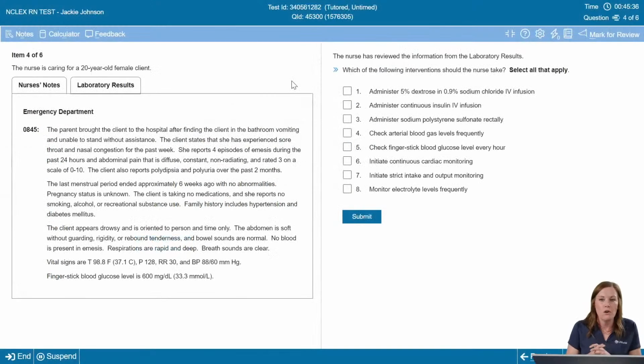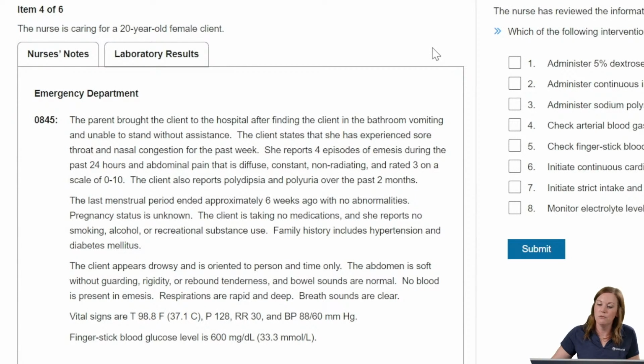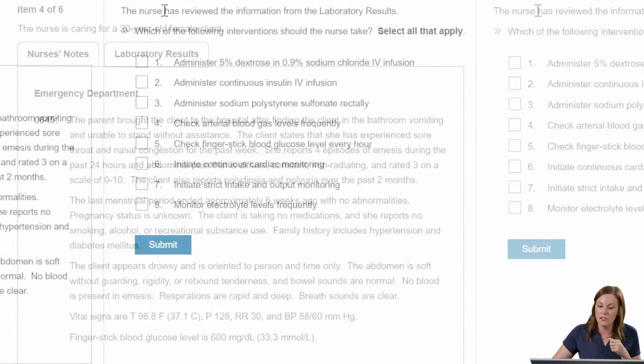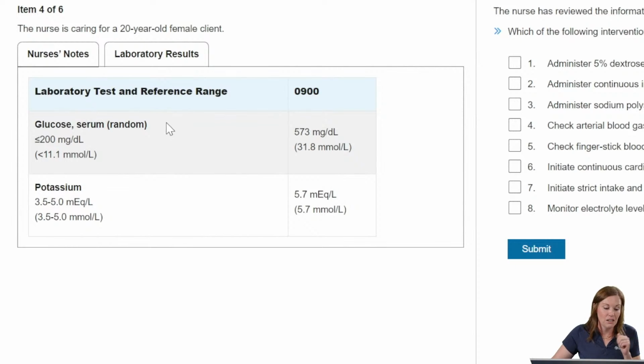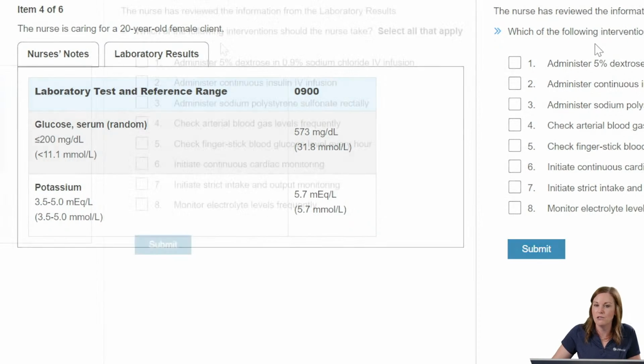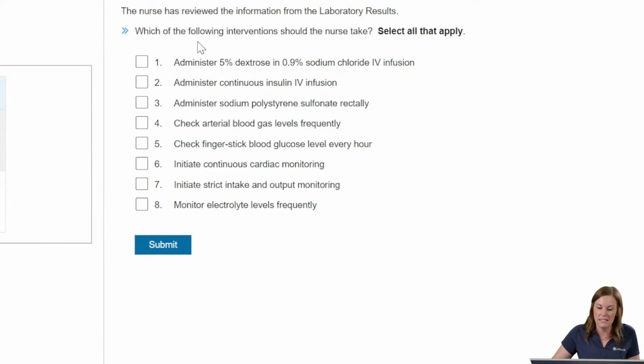Okay, so question 4, we have a couple things that happen here. On the left side of our screen, we have a new tab that says laboratory results. We know we have a new tab because the question is going to tell us over on the right side of the screen, the nurse has reviewed the information from the laboratory results. So this is a key that we need to check our tabs, see if something's changed. We're confirmed we have extremely high blood glucose, and we have what appears to be high potassium. But we know we're dealing with DKA here. This is maybe pseudo-hyperkalemia.